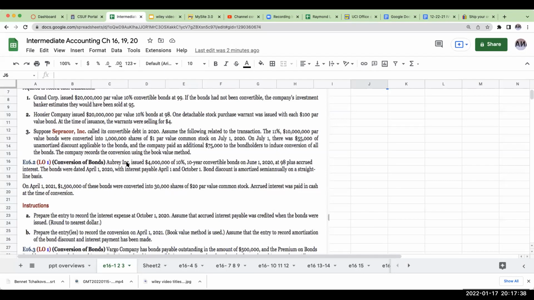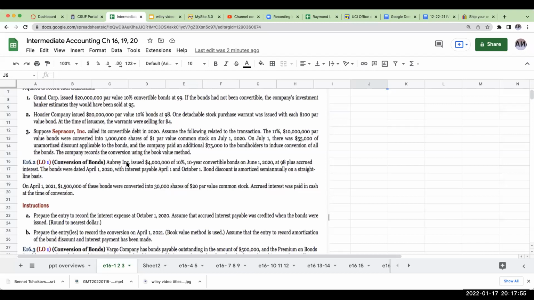On April 1st, 2021, 1.5 million of these bonds were converted into 30,000 shares of $20 par value common stock. Accrued interest was paid in cash at the time of the conversion.